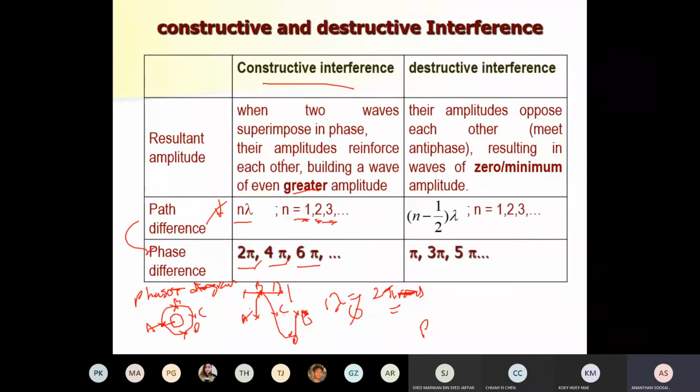So for destructive interference, of course, they cancel, the path difference is n minus half lambda, and the phase difference: half lambda is pi, 1.5 lambda is 3 pi, 2.5 lambda is 5 pi, in terms of phase difference. Any questions from this slide? Okay, so we proceed.